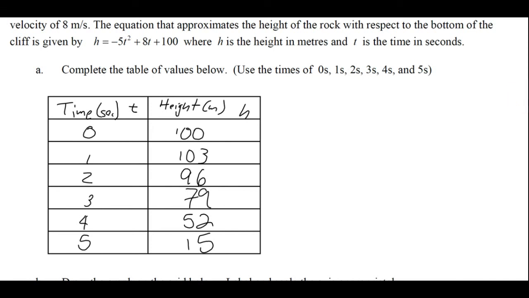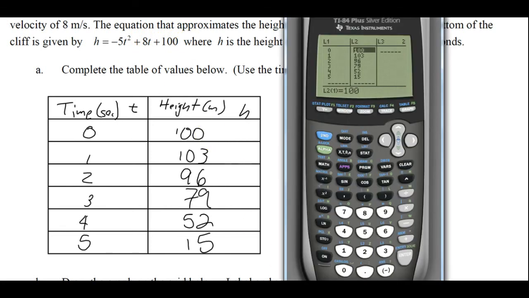And the other way, of course, is just to type it in, right? Just go -5 times 0 squared plus 8 times 0 plus 100, enter. Let me show you that too, I guess. So here, let's quit out of that.